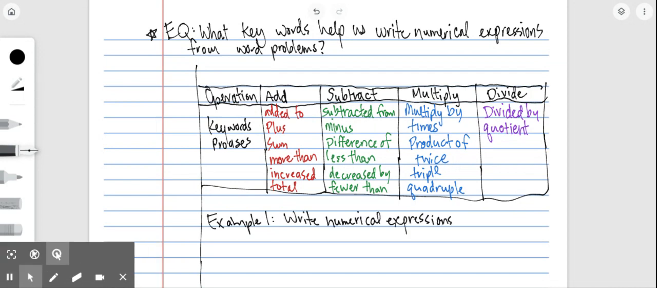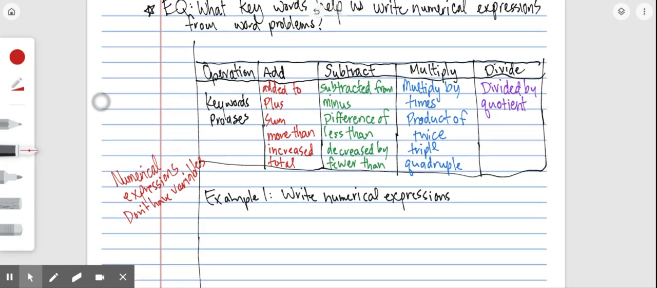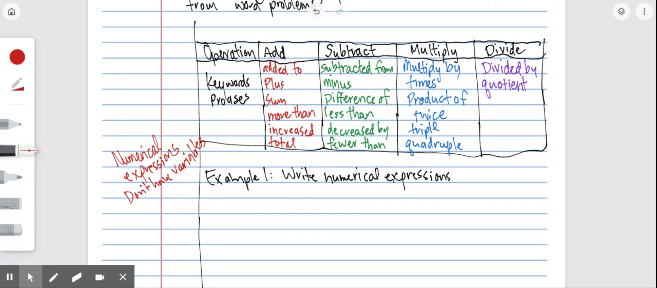Now, remember, I told you that the difference between numerical expressions and algebraic expressions is that numerical expressions just have numbers. They don't have the letters for algebraic expressions. So over here on the side, I'm going to remind myself, numerical expressions don't have variables. So they're like 5 plus 7, or 22 minus 6, or 72 times 3, or whatever, okay? So let's scooch on down a little bit. And we'll start with a phrase.